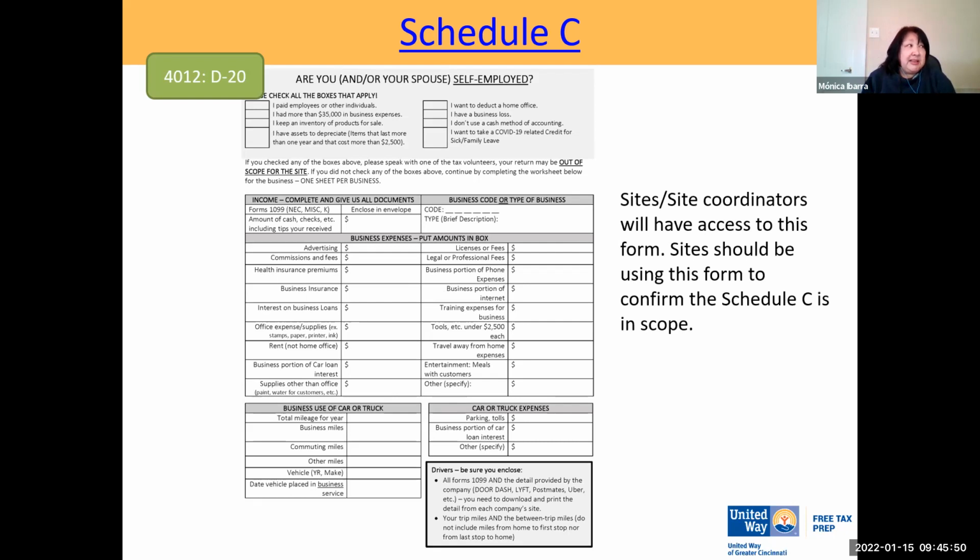It's supposed to be a 1099 NEC. It can also be a 1099 miscellaneous if people have not figured out that the NEC is not the correct form anymore, or I guess a 1099K. I've never even seen that. But anyway, those are the forms. And then the amount of cash that the person has received.